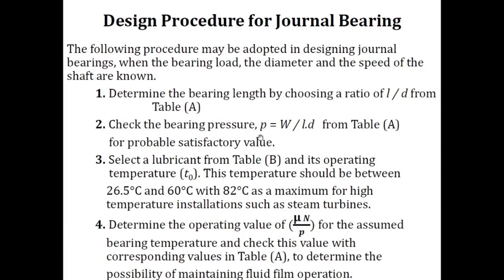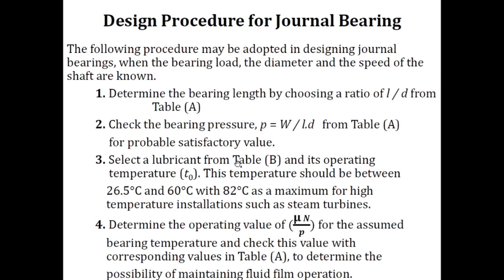Second, you can check the bearing pressure. So P is equal to W upon L into D. Either you know the amount of radial load acting on the bearing, and L you have selected, diameter is known, so bearing pressure you can calculate, and from the table you check whether the value is suitable or within the limit given in the table or not.